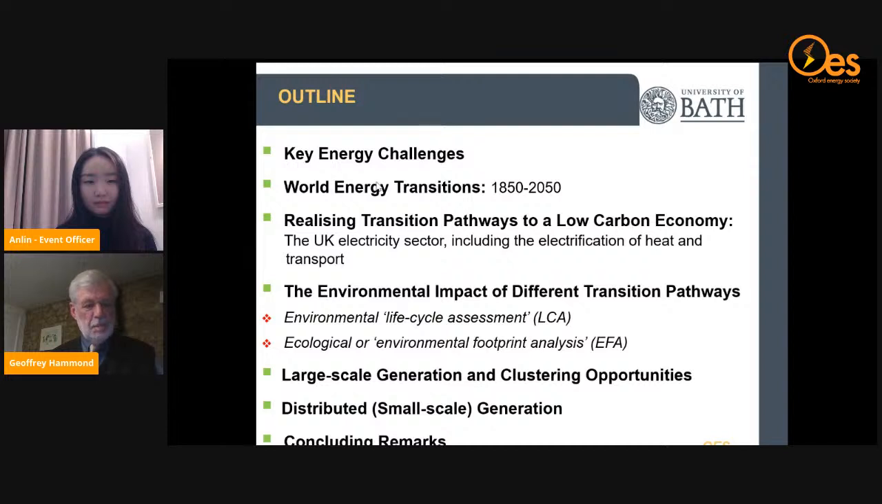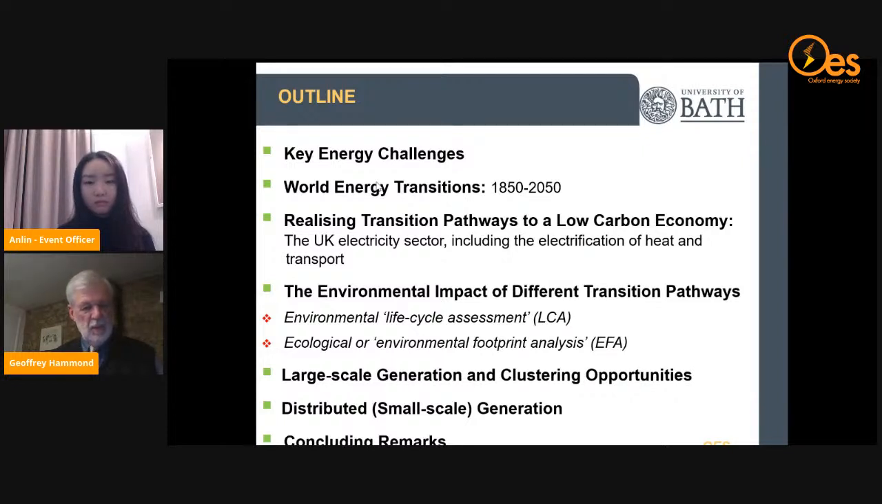I was the principal investigator and co-leader of a large consortium of university academics, 9 of us, which looked at developing a set of transition pathways to a low carbon economy. And the focus of that consortium was on the electricity sector and including the electrification of heat and transport. So that's the main focus of the project I'm going to talk about. The specific research that we did at Bath was looking at the environmental impact of those transition pathways.